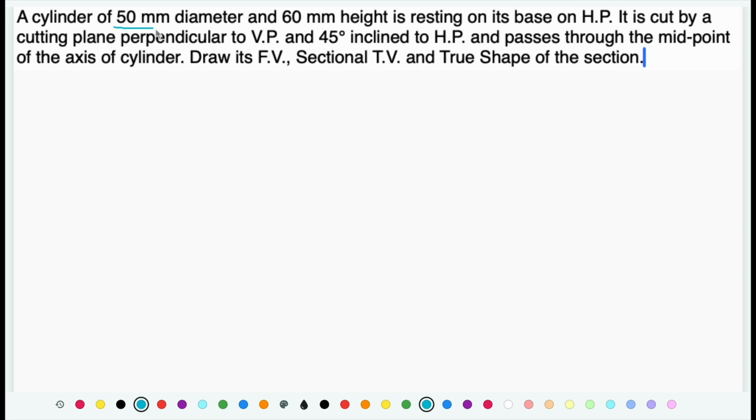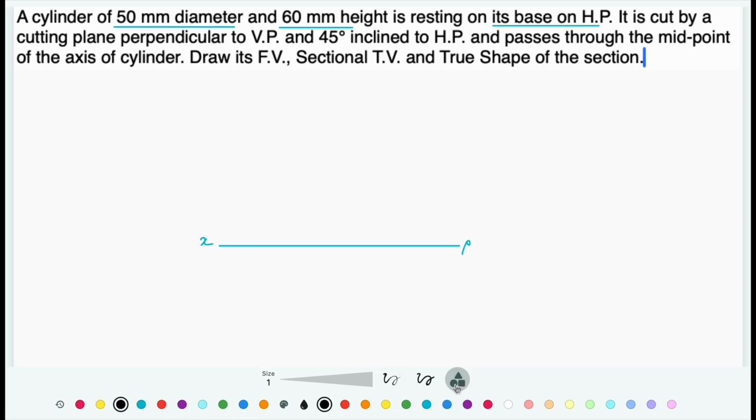A cylinder of 50 mm diameter and 60 mm height is resting on its base on HP. Let's say this is the XY line. The object is a cylinder resting on its base on HP. Base on HP means the shape of its base is going to be visible in HP, and that is nothing but the top view. So the solution is going to start from the top view. So let's draw the circle in the top view.